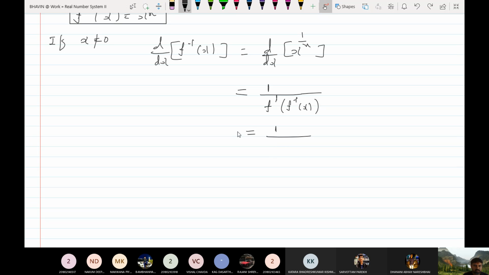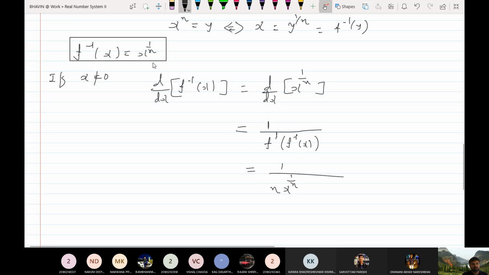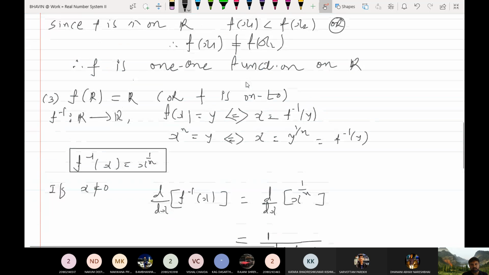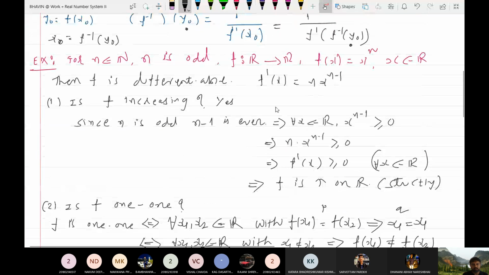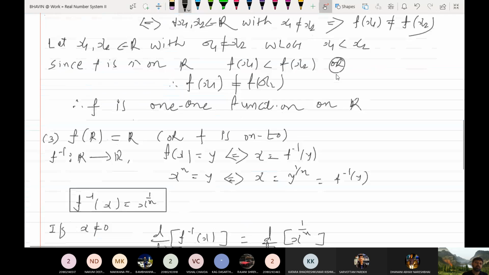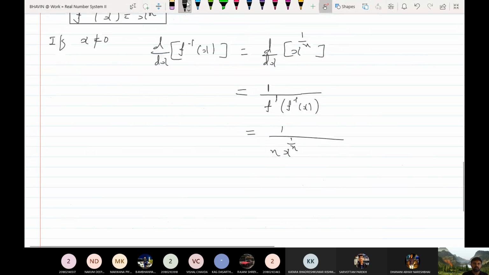F inverse x is just x raised to 1 upon n. So this is equal to n times x raised to 1 upon n. See, what is f dash x actually? F dash x is nothing but n x raised to n minus 1. I will keep x as it is and I will take n. I will keep x as it is and n minus 1.